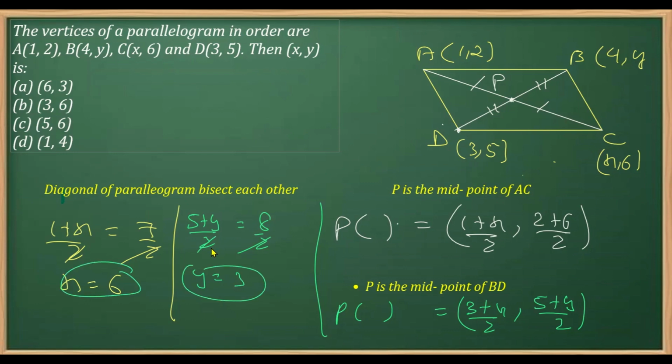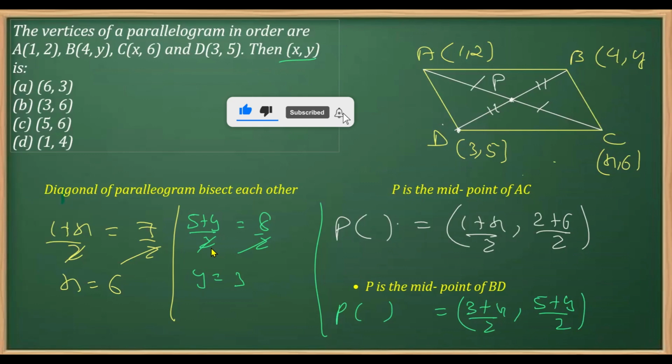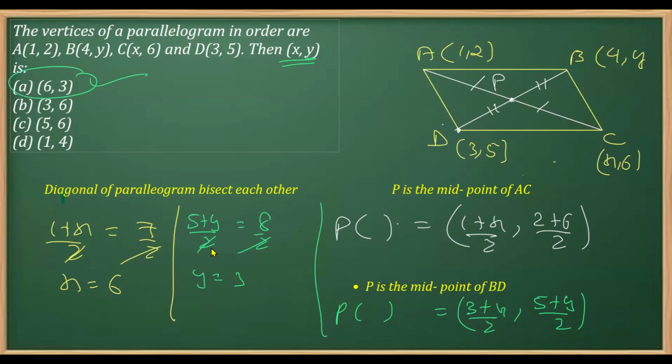So x and y are not the coordinates of a single point. It's just that we write them as an ordered pair. So x will take 6 and y as 3. So (6, 3), that is option A, is correct in this case.